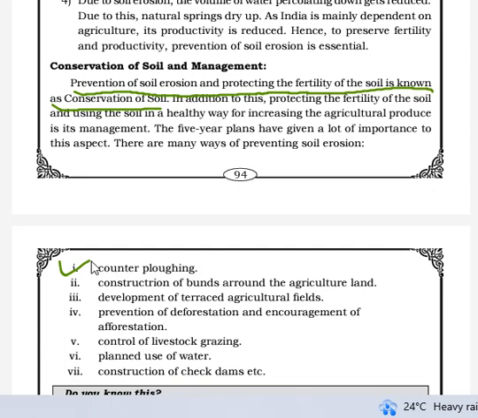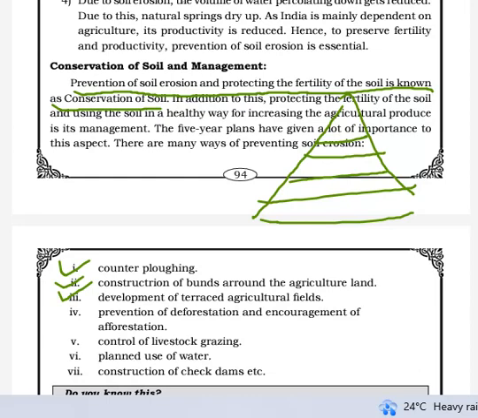Construction of bunds around the agriculture lands. Construction of bunds around the agriculture land means, suppose little tunnel-type structures are made. In that, extra water will get stored in that area. So by this also, soil erosion will be reduced. Development of terraced agriculture fields. Terrace agriculture, like in sloping areas, terrace-type structures will be made. In that, the plants will be grown. So in that case also, soil erosion can be prevented.